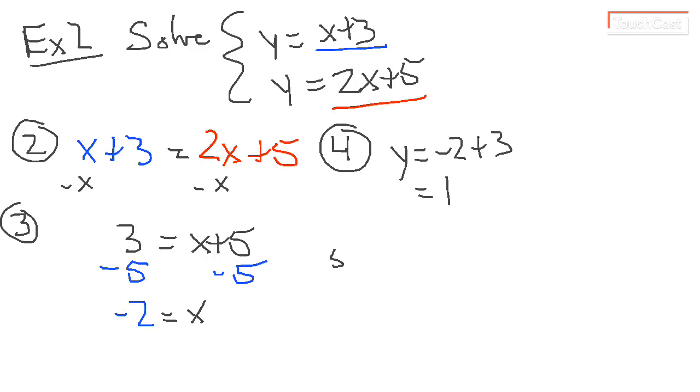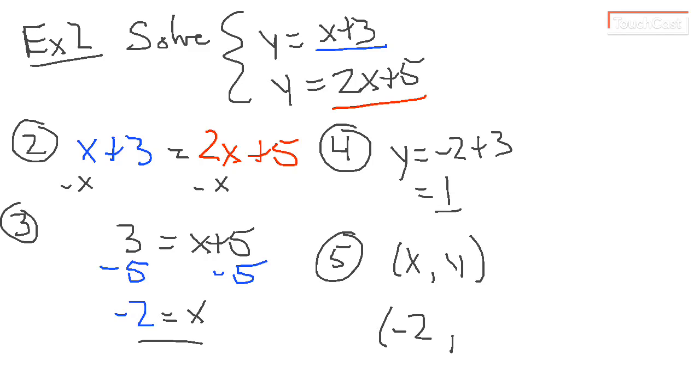We can move on to step 5. Step 5, we make an ordered pair with an x and a y. And we found an x with negative 2 and a y with 1. So our solution is going to be the ordered pair negative 2, comma, 1.